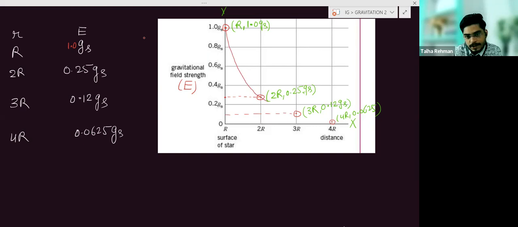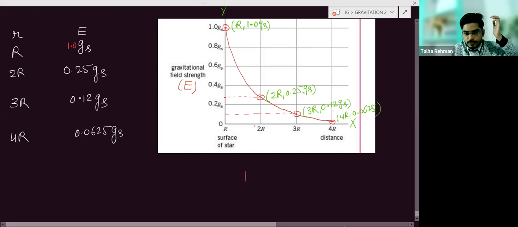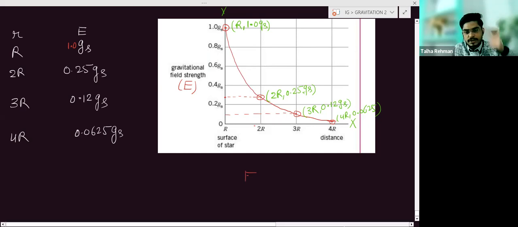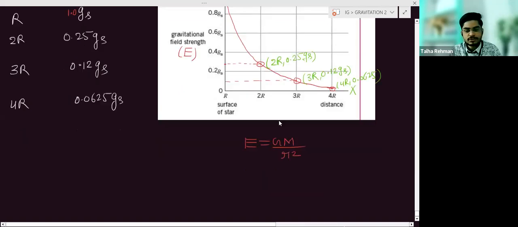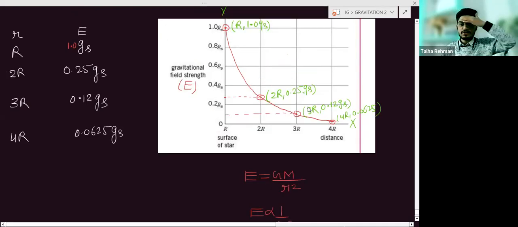It will be a rectangular hyperbola type of graph. With distance, the gravitational field intensity is decreasing. From the formula also you can see it is GM divided by r square. So GM is constant, but you are changing the distance, so it will be 1 by r square. So a rectangular hyperbola type graph you will get.